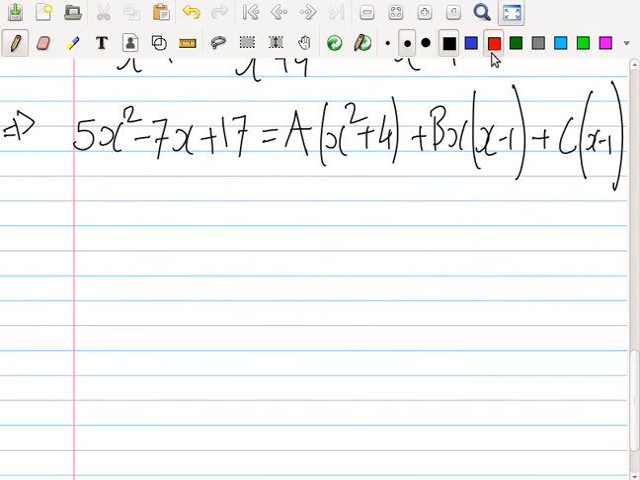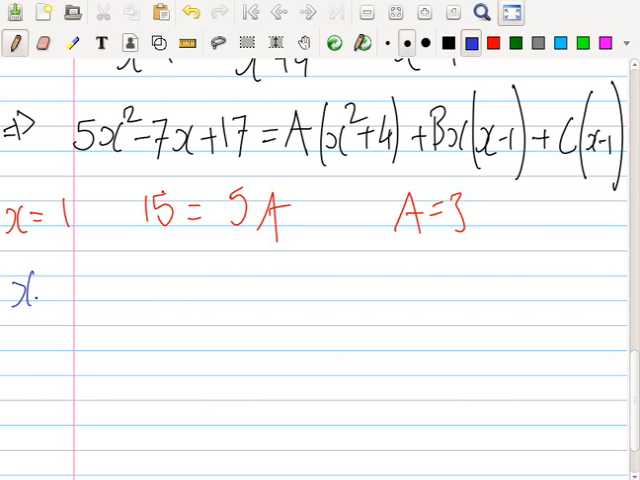So I think I should make x equal to 1 first. And I will get 5 minus 7 is minus 2, plus 17 is 15, equal to 5a. So a is equal to 3.